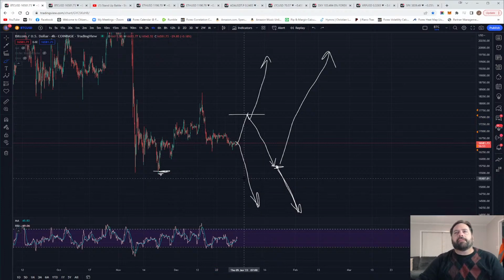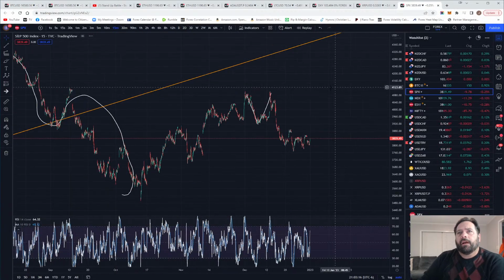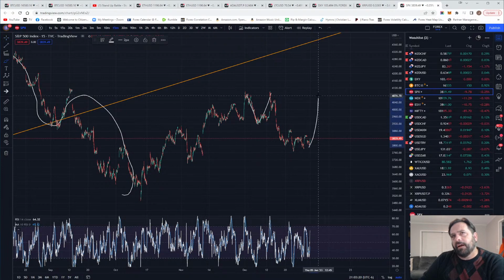All right, so there it is. Now let's do some correlation analysis. I'll show you the S&P and the DXY for a moment, what I'm expecting there, and then we'll look at that in light of BTC. So the S&P, I'm seeing this go up from here. I'm looking at this up from here. I think this is very strongly bullish here. I think this is getting ready to start.